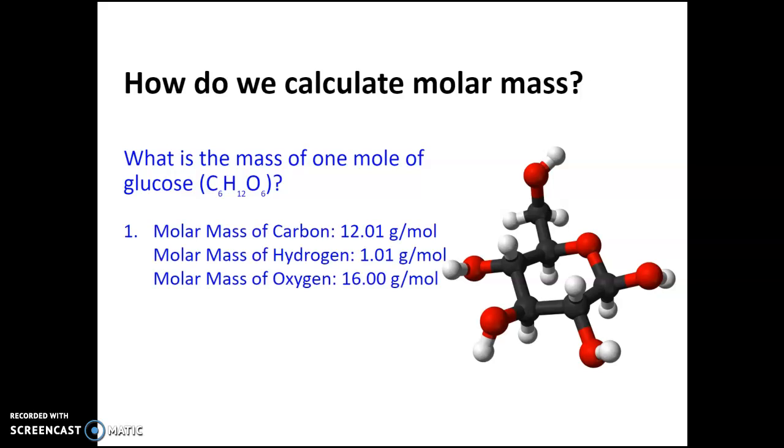Step 1, molar mass identification. Molar mass of carbon is 12 grams per mole. I found that on my best friend, the periodic table. The molar mass of an individual hydrogen is 1.01, and the molar mass of an individual oxygen is 16 grams per mole. So now that we have the molar masses of the individual elements, we're ready to move on to the next step.